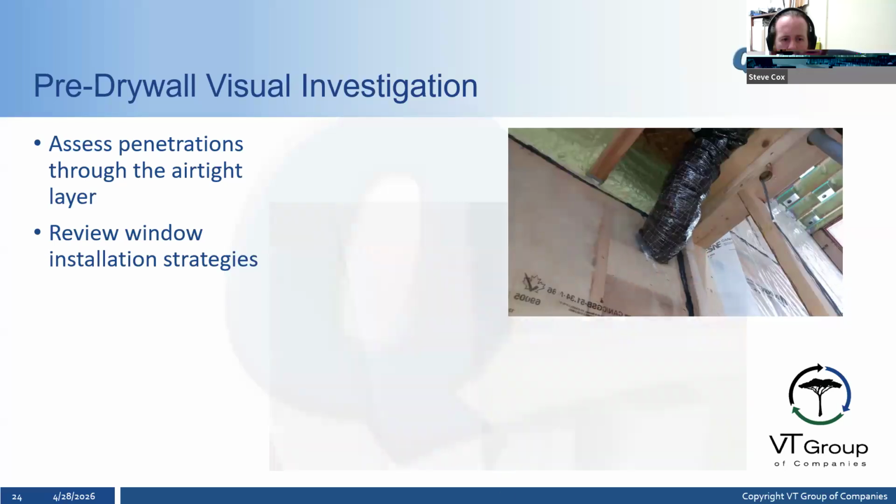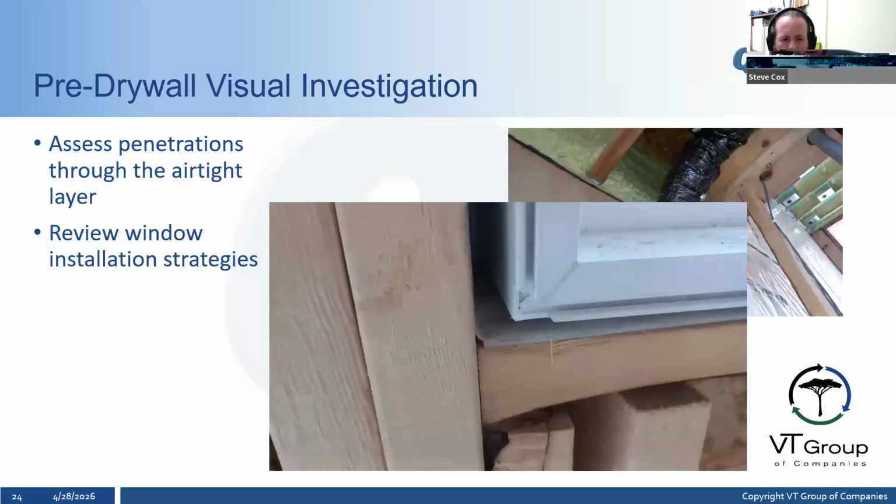We can also review the window installation strategies. I have done numerous talks on the standard CSA A440.4 for how to install windows and doors in Alberta as defined in the code. So this allows us the opportunity to evaluate this as well if we come in at the pre-drywall stage. This one is obviously not ready for pre-drywall. There's no poly here. There's no insulation around the window jamb at the rough opening connection either.